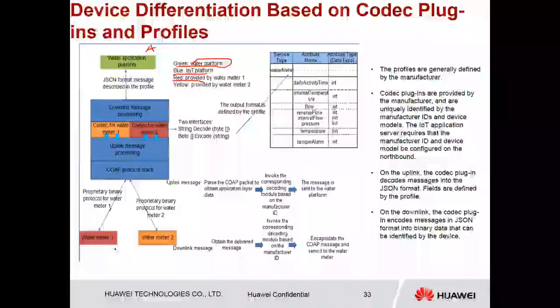It has many different types of water meter, but with one application. So the red is provided by the water meter type 1. The yellow is provided by water meter type 2. Water meter 1 and water meter 2 are provided by different manufacturers. So we can check that.